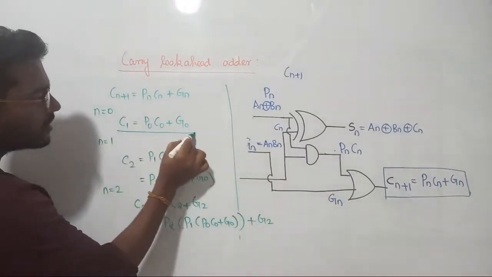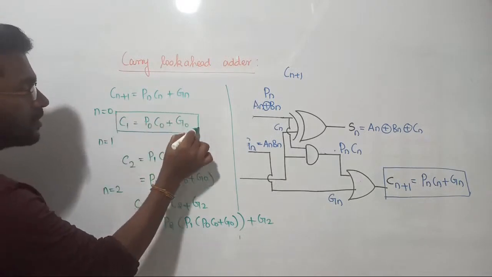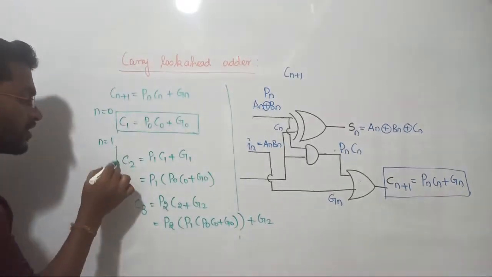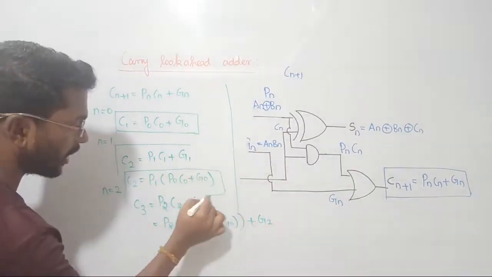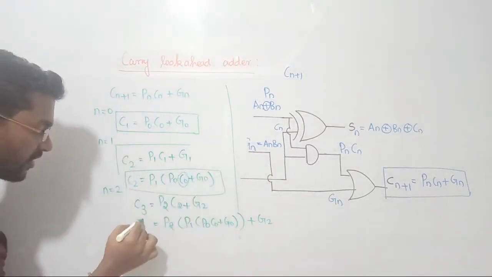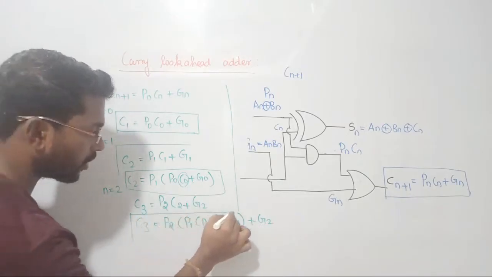So this C1. C1 is depending on the value of C0, of course, and the carry C2 is also depending on the value of C0. It is clear, right? C2 is also depending only on the value of C0, just observe. C3, just observe this one. C3, look, only C0.